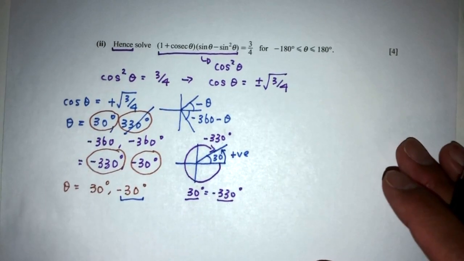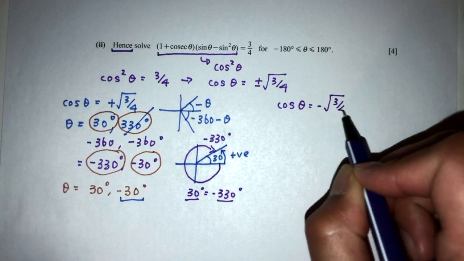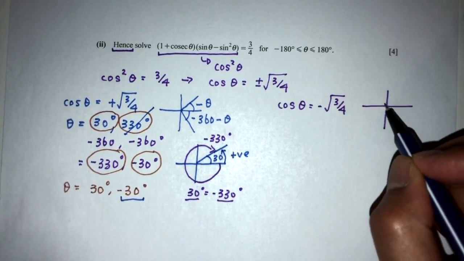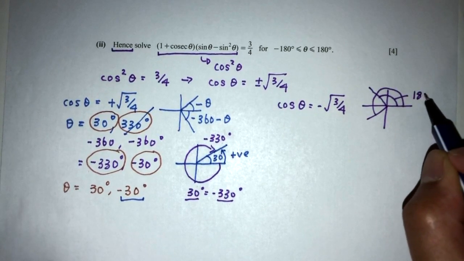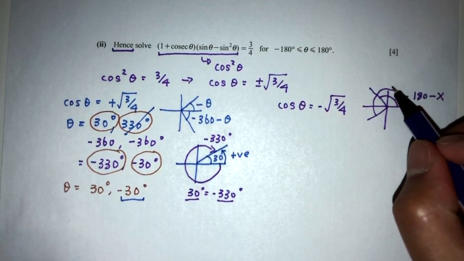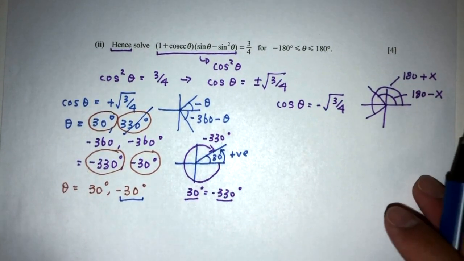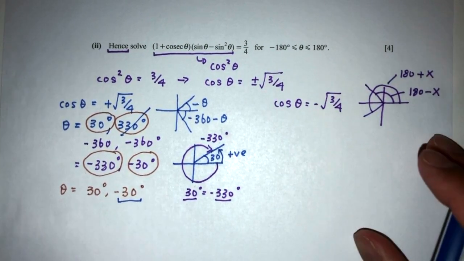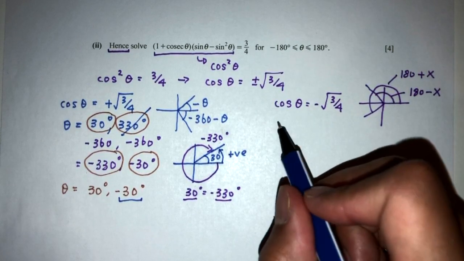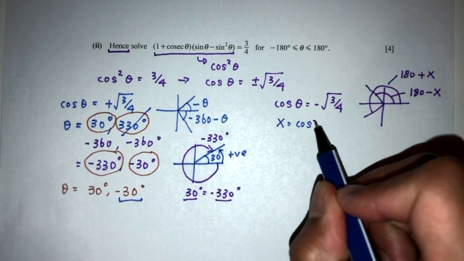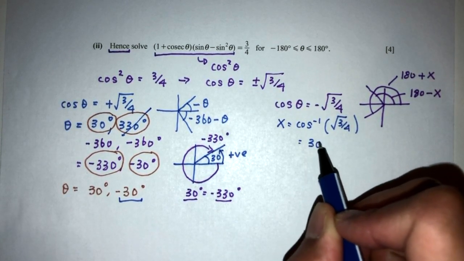Now for this one, here we have cos theta should be minus this. That will be in this quadrant and in this quadrant. That will be the angle of 180 minus x, for example. This is my fake angle, and this will be 180 plus x for my fake angle. The reason why I'm using x right now is because I have negative here. So we don't find the value directly when we have negative. We try to use a fake angle. So x will be cos inverse of the positive value of this. And that should be 30 degrees, as we have seen before.